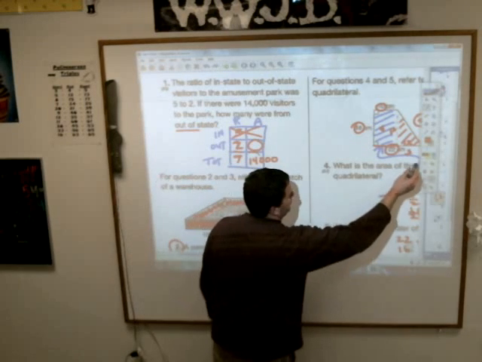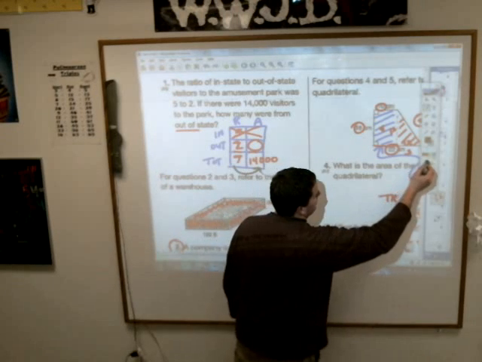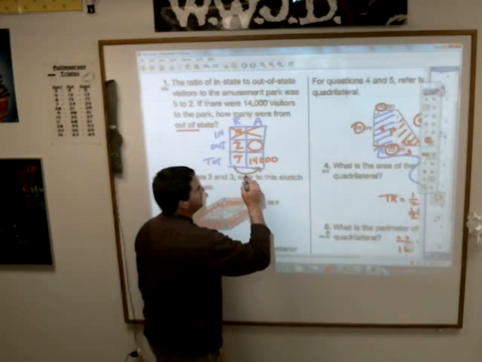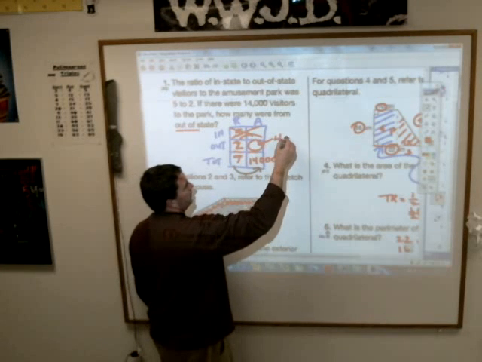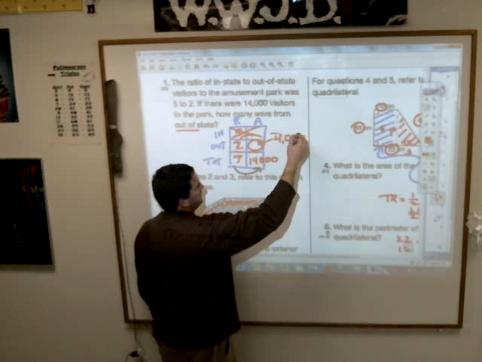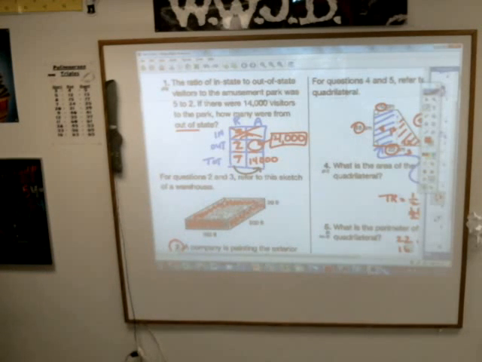And you can solve that pretty simply by this. 7 times what is 14,000? 2,000. So multiply 2 times 2,000 and you're going to get 4,000. And that would be the number of out-of-state folks.